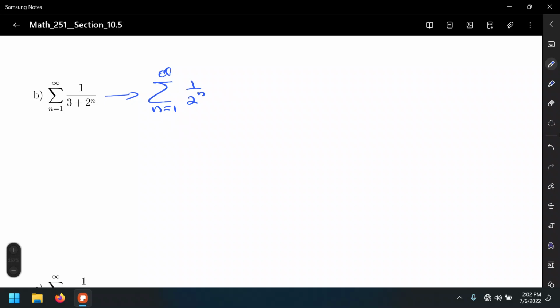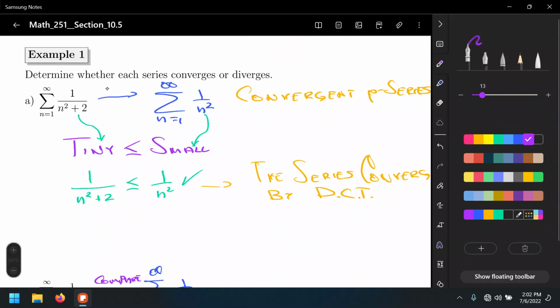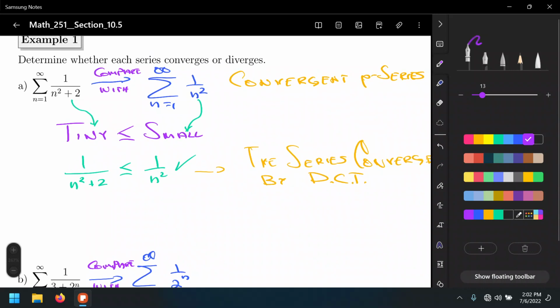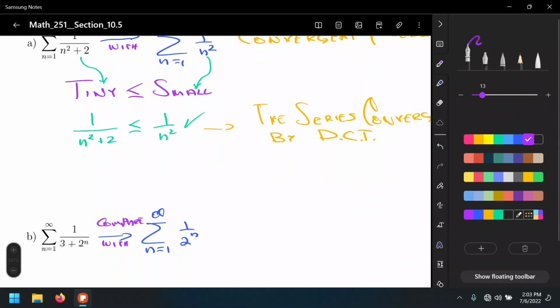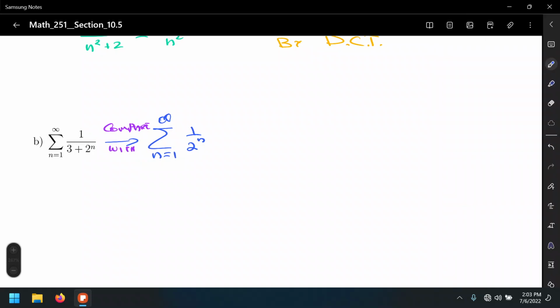Let me write that down. We write down that we should compare with. Also, let me note that we compare with. Because a very common mistake when it comes to notation is to write down equal. No, these two series are not equal. What we're doing is comparing. Well, we get this series, sigma n equals 1 to infinity of 1 over 2 to the n.